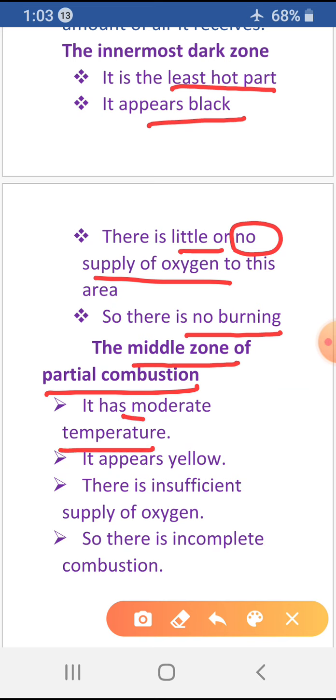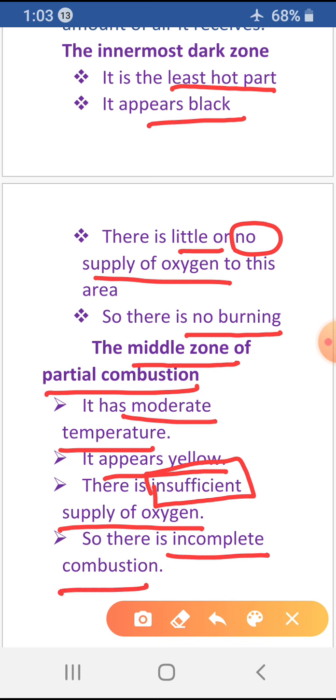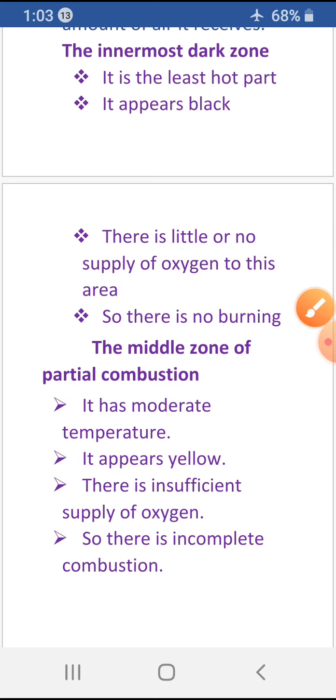Here the temperature is moderate, not too high, not too low. Its color is yellow and the supply of oxygen is insufficient, means less supply of oxygen. Due to less supply of oxygen, the combustion is incomplete and the color of flame is yellow. As I just told you, flame has 2 colors, yellow or blue. Here you come to know now which part shows the yellow color.